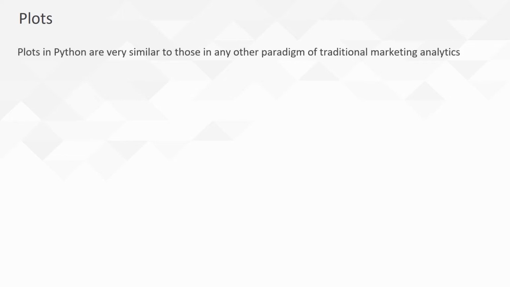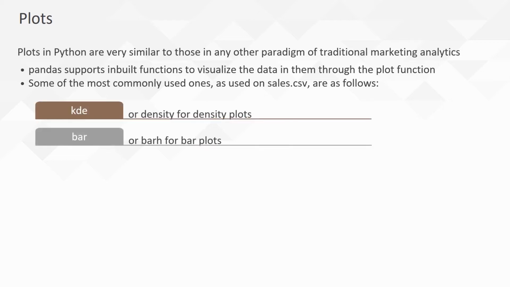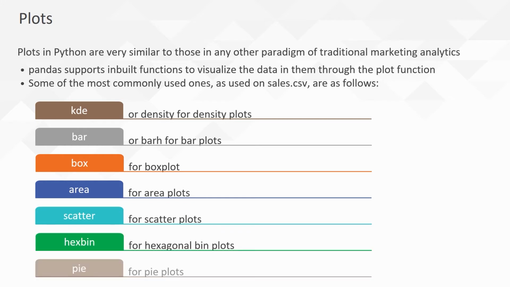Plots in Python are very similar to those in any other paradigm of traditional marketing analytics. We can directly make use of our previous understanding of plots and use them in Python. Pandas supports inbuilt functions to visualize the data in them through the plot function. You can choose which ones are which via the kind parameter to the plot function. Some of the most commonly used ones, as used on sales.csv, are as follows. You can specify which values to pass as the x and y axis by specifying the column names as x and y in the data frames.